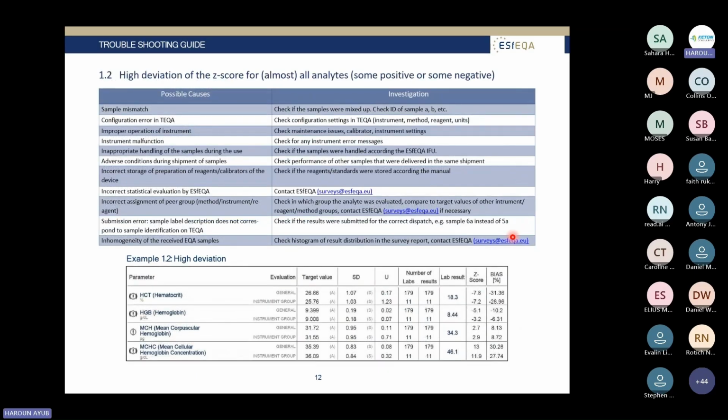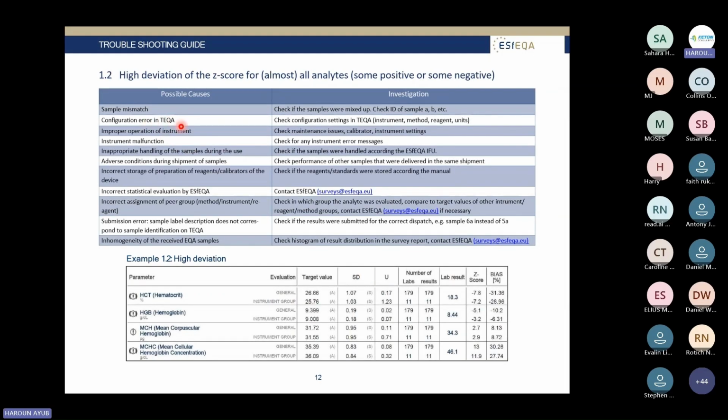Let's go to 1.2. When you are having a Z-score for almost all the analytes, positive or negative, so here we are having all now the indicative, and this is the small sign that we were seeing, a Z-score of between 2 and 3. So not considered a failure. The failure will be indicated with this big sign and this other small sign. So same kinds of issues. We'll look at case by case as we move ahead.